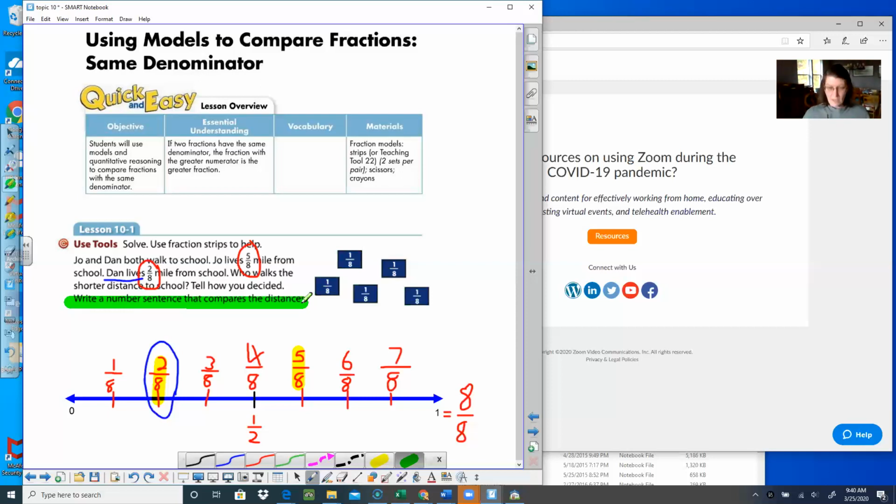Okay, so I have my number line. And what have I forgotten to do, ladies and gentlemen? Hopefully you're going to say, Mrs. Mears, you did not write a number sentence that compares the distance. So I better do that real quick.